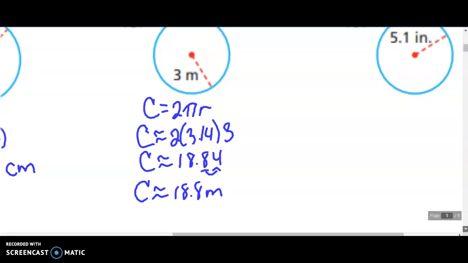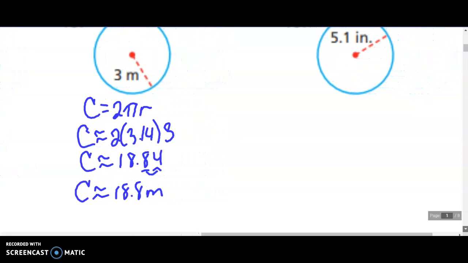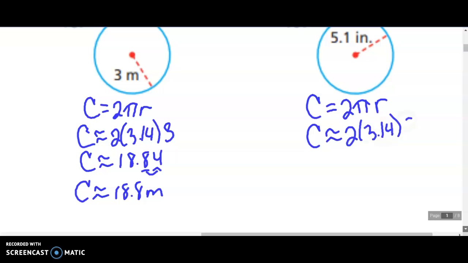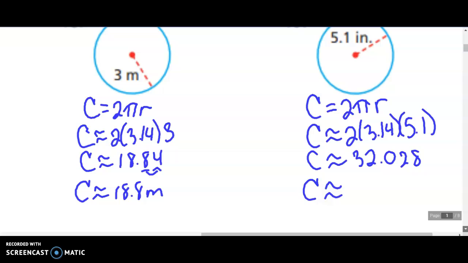And then finally, we've got one with decimals, but that's no big deal. It is the radius, so we're going to use the radius formula. C equals 2 pi r. C is approximately 2 times 3.14 times 5.1. When you do all of that, you wind up getting 32.028. Round to the nearest tenth is 32.0 with a label of inches.